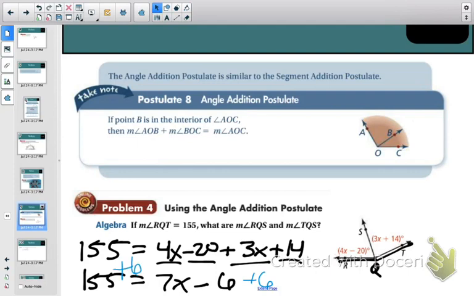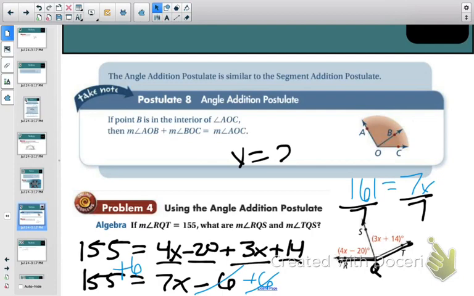So that gives us 161 equals 7x, the 6s cancel. Divide by 7, that means x equals 161 divided by 7. I know what that is. That is 23. Okay, again, it doesn't ask for x though, it asks for what is each angle. So I need to plug it back in.